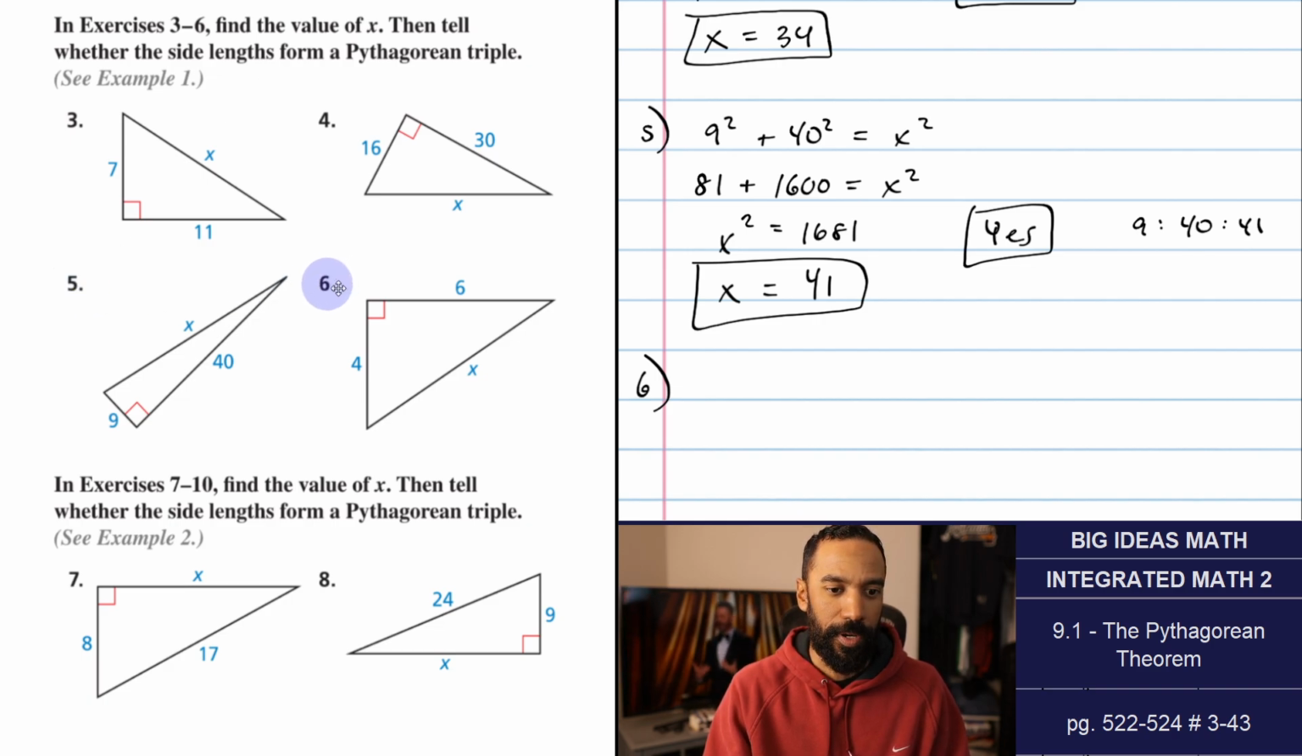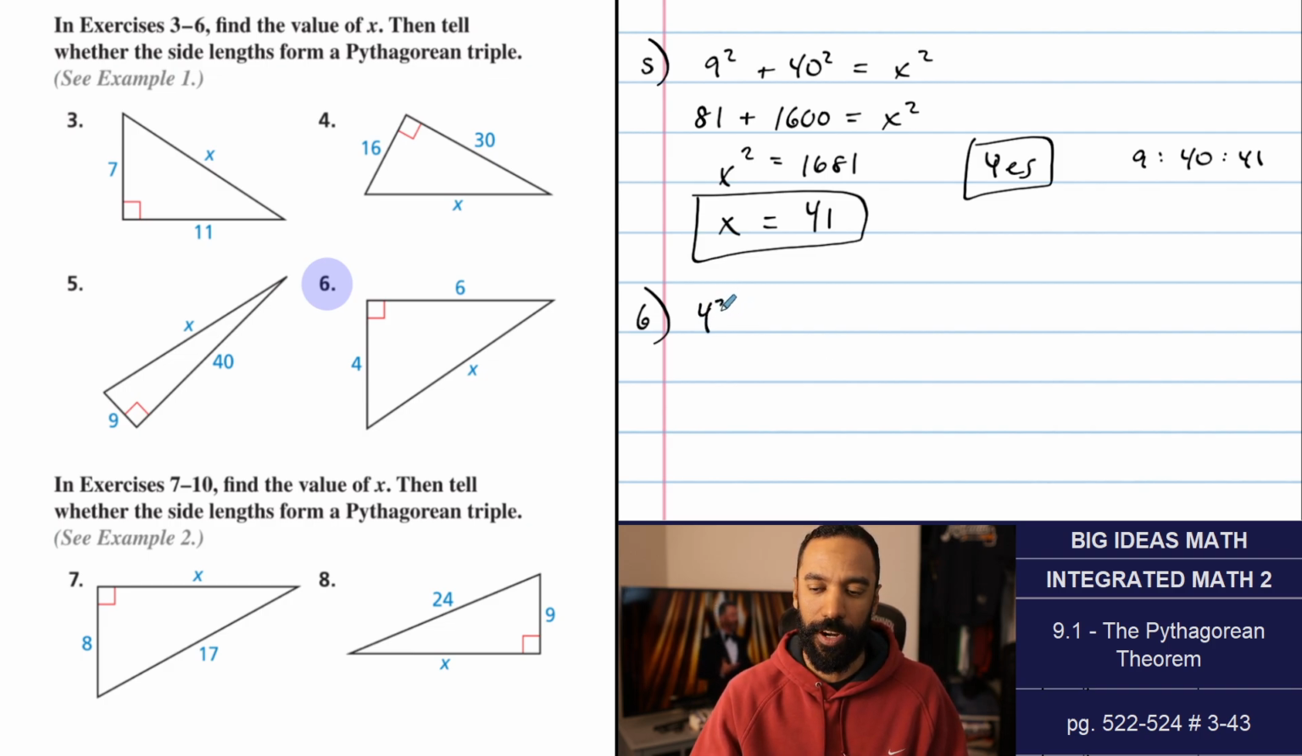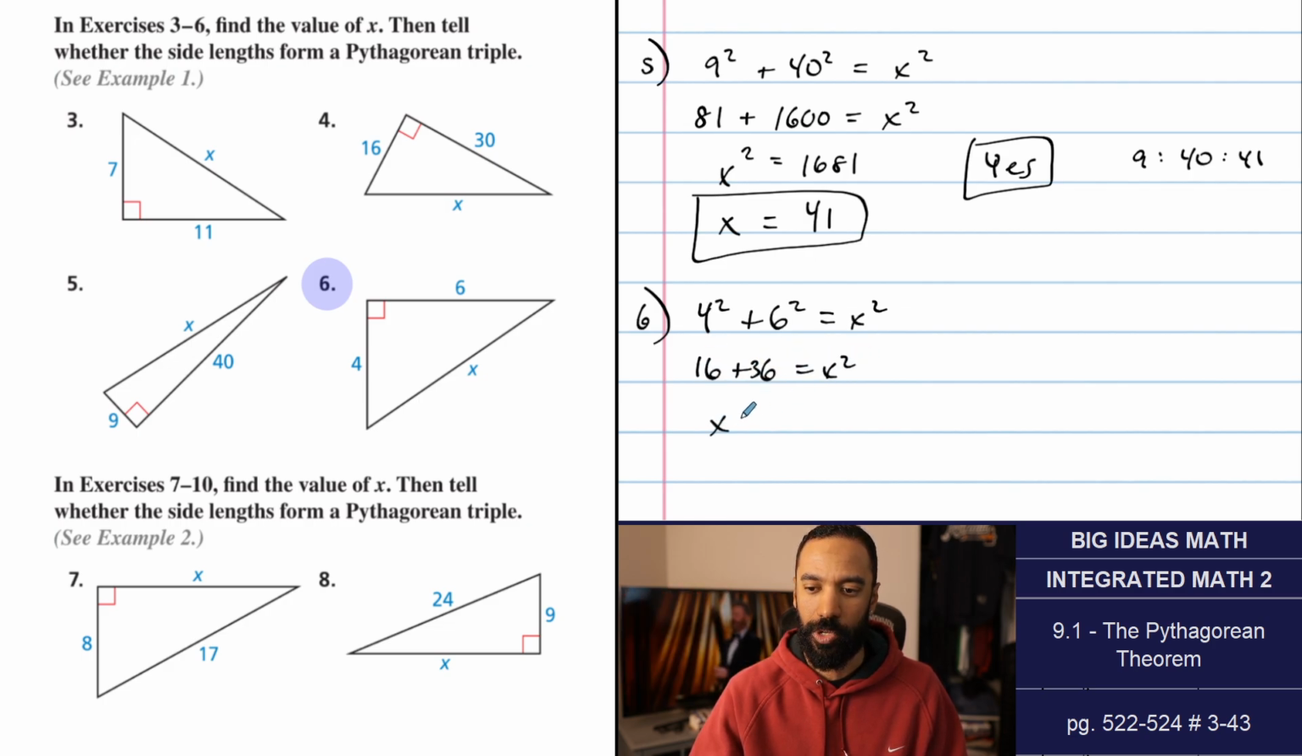And number 6. I know this one's not one. 4, 6, and some unknown. Let's figure out what this is. 4 squared plus 6 squared equals x squared. 4 squared is 16, 6 squared is 36, and x squared is 52. So x is the square root of 52.